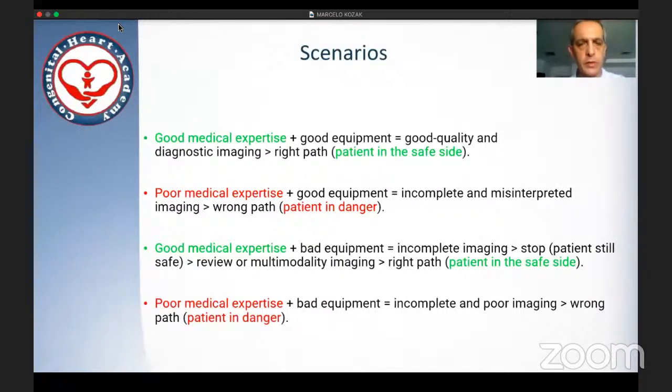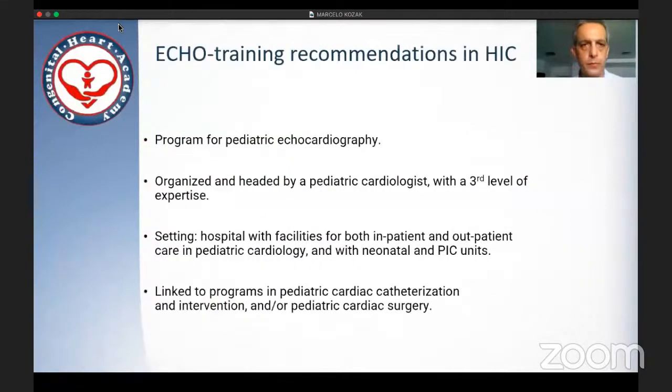If you have good medical expertise, but your equipment is not good, you're going to have incomplete imaging, but you're going to stop, the patient is still safe, and you're going to redo your exam or order another imaging modality. The patient comes back to the right path and is on the safe side again. However, if you have poor medical expertise and bad equipment, you get incomplete and poor imaging, and the patient is going to be on the wrong path and in danger.